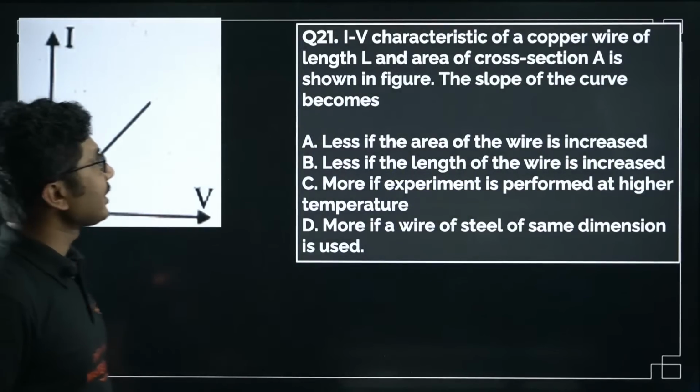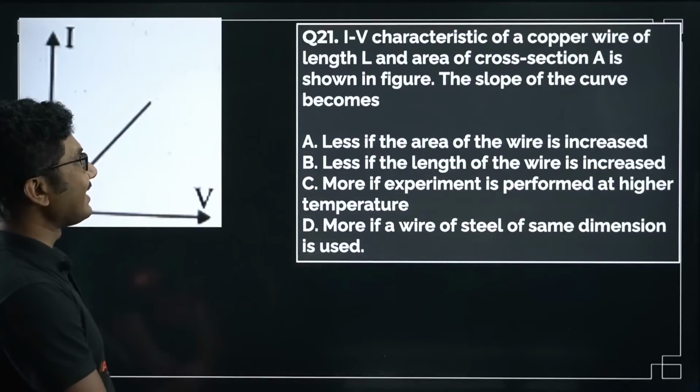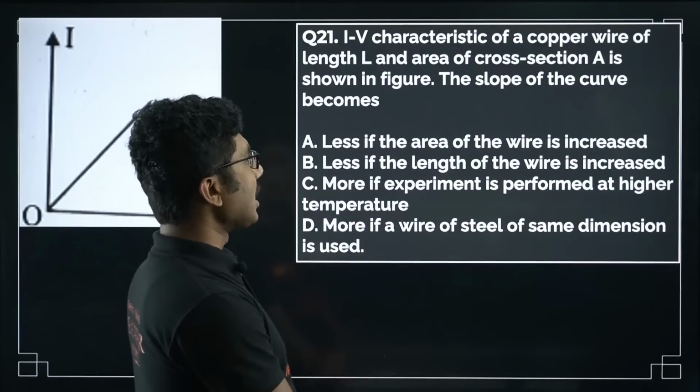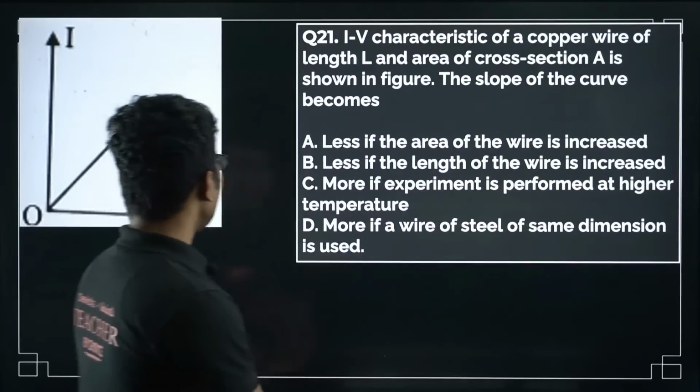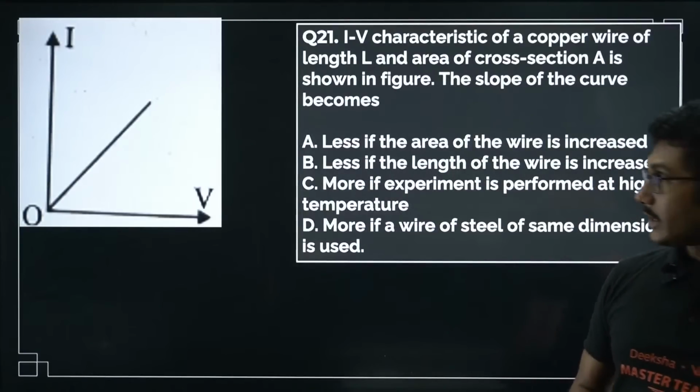Now next question, IV characteristics of a copper wire of length L and area of cross section A is shown in the figure. The slope of the curve becomes, now this is also a very interesting question. I will not tell you the answer. If you know the answer, just tell me.